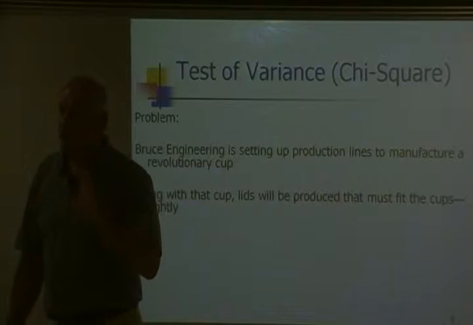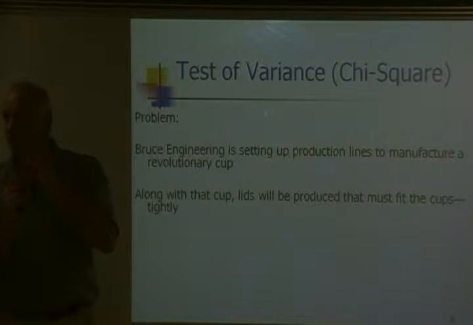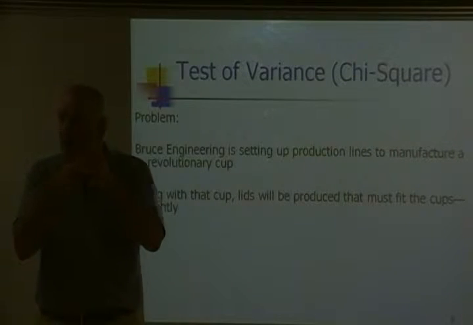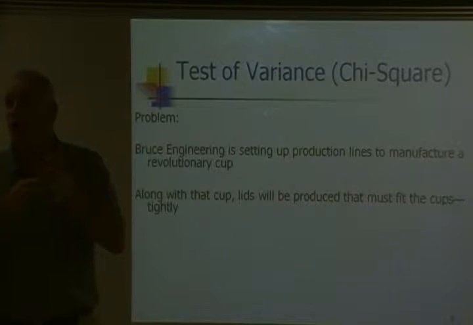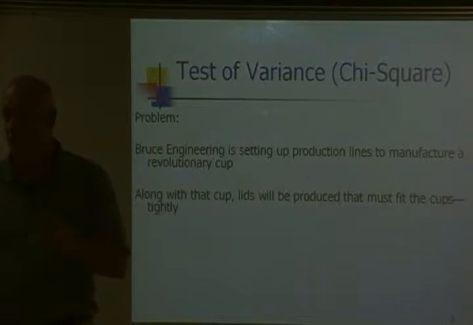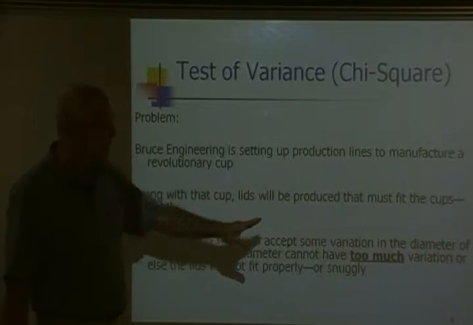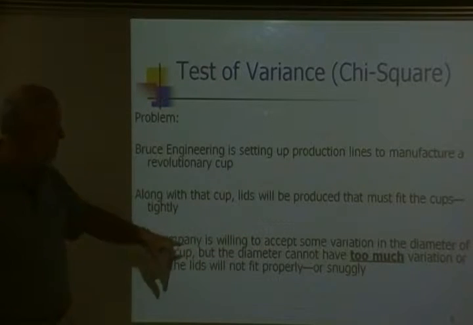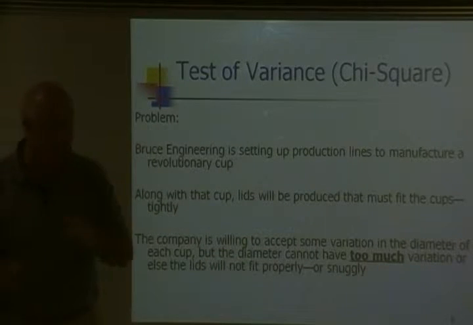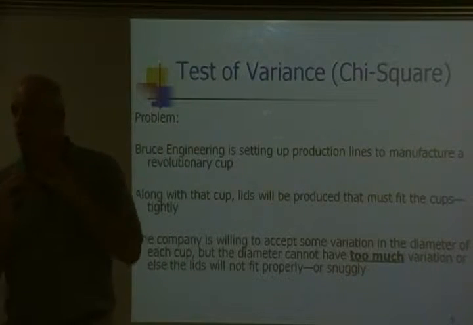So in a production sense, you want to have a production line that has very small variability, so this lid doesn't have this expansion of too large or too small. It falls within a very confined area, so you know that you're going to get a nice tight-fitting lid. So that's why in this situation you're going to be concerned about variability. The company is willing to accept some variation in the diameter of each cup, but the diameter cannot have too much variation, or else the lids will not fit properly or snugly.